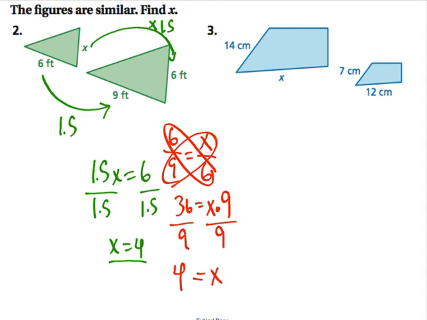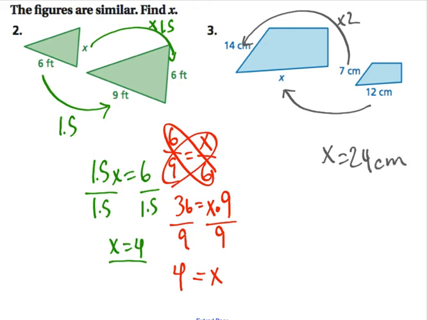Okay, next. Let's look at number 3. This one's actually pretty good for scale factor. If I go from 7 to 14, that's times 2. So I need to multiply by 2 here. 12 times 2 is 24. So x would be 24 centimeters.